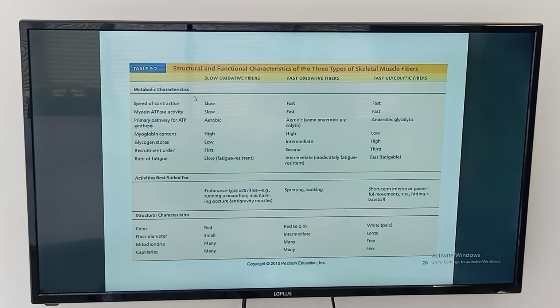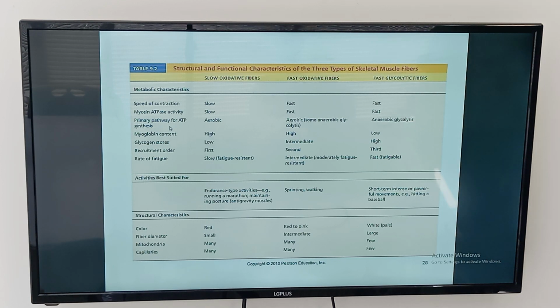First, we're going to look at the metabolic characteristic. The speed of contraction. Okay, the speed of contraction and relaxation of the muscle will be slow in the slow oxidative fiber, and in the fast oxidative and the fast glycolytic, of course, fast. The myosin ATPase activity, the slow oxidative will be slow and the fast oxidative and the fast glycolytic will be fast. We have the primary pathway for ATP synthesis.